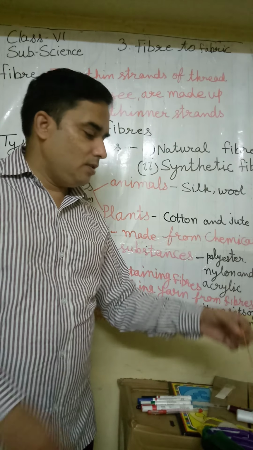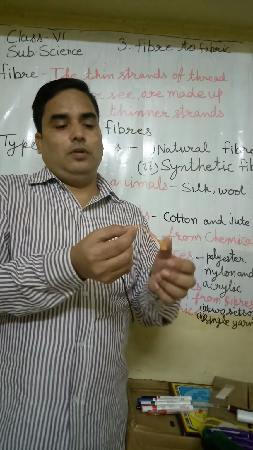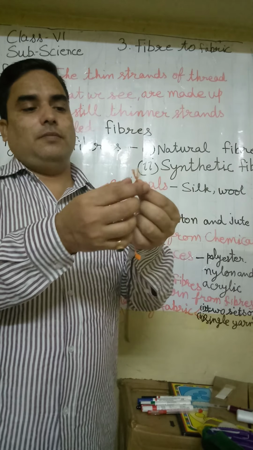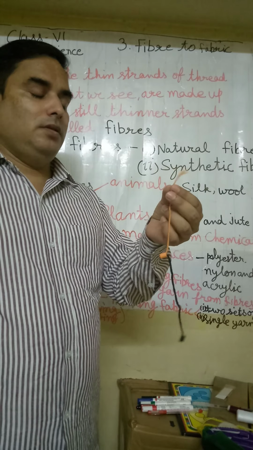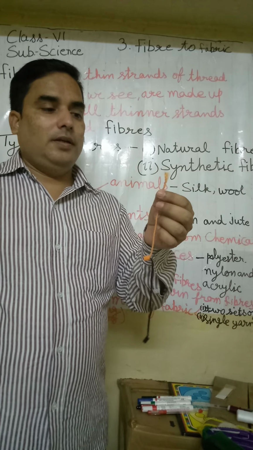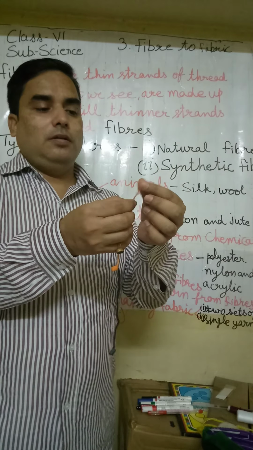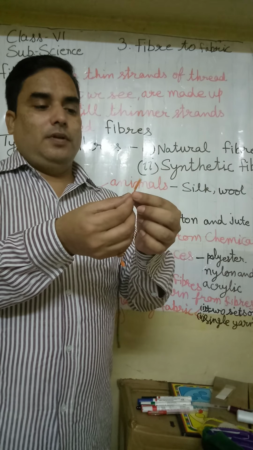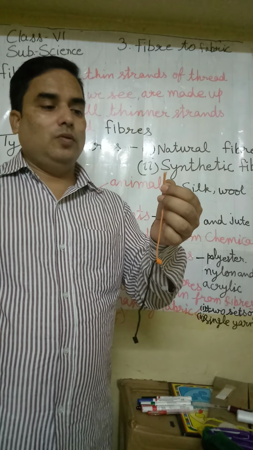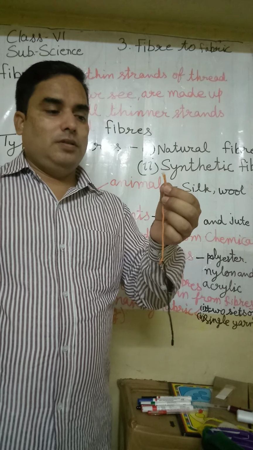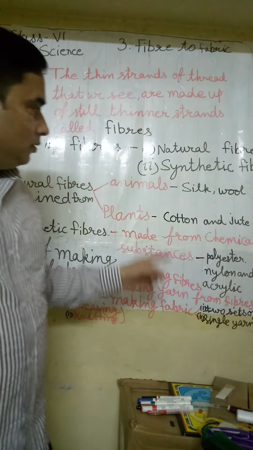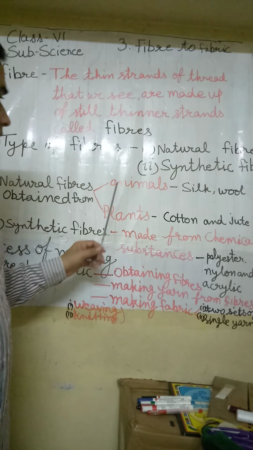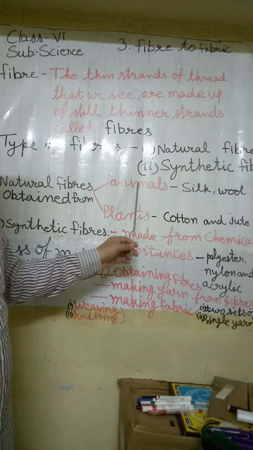This is one example of wool. You can see it. This we get from animals like sheep. We get the sheep hair, which is called fur. We get it from the fur of the goat and sheep. This is called animal fiber. Students, these are examples of natural animal fibers.